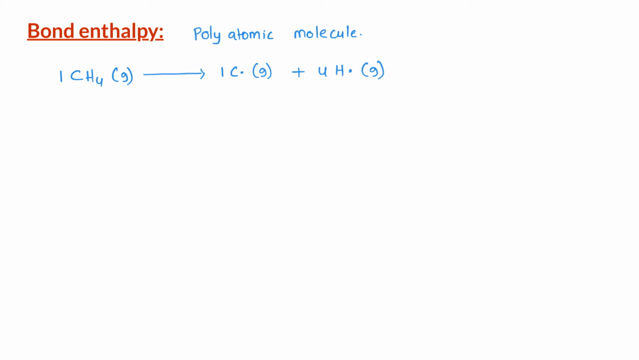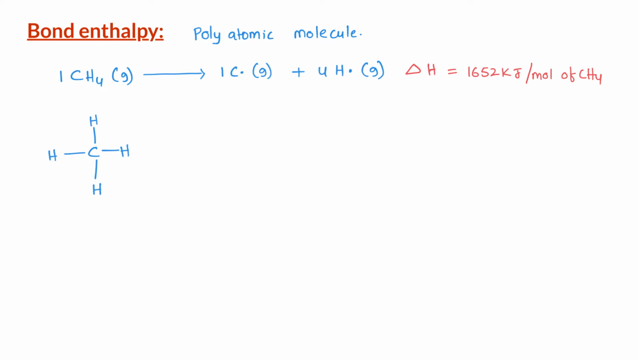The enthalpy change for this reaction is 1652 kilojoules per 1 mole of methane. If we look at the structure of the methane molecule, there are 4 identical carbon-hydrogen bonds. Even though the 4 carbon-hydrogen bonds in methane gas are identical, the amount of energy required to consecutively break each carbon-hydrogen bond varies in a non-systematic way.